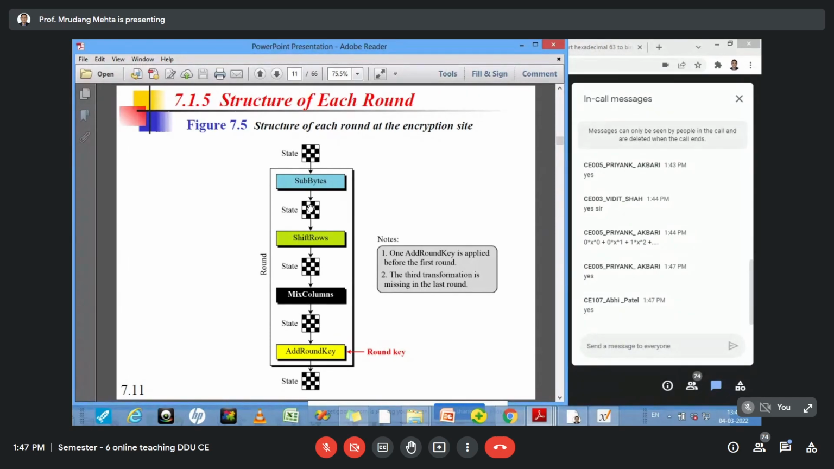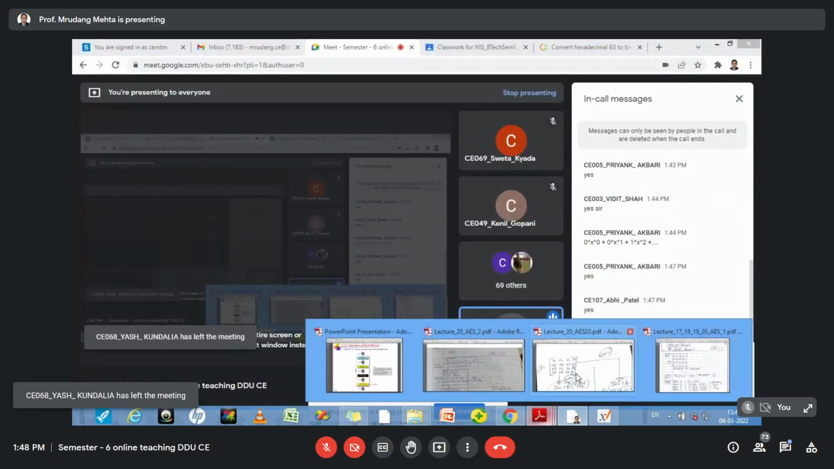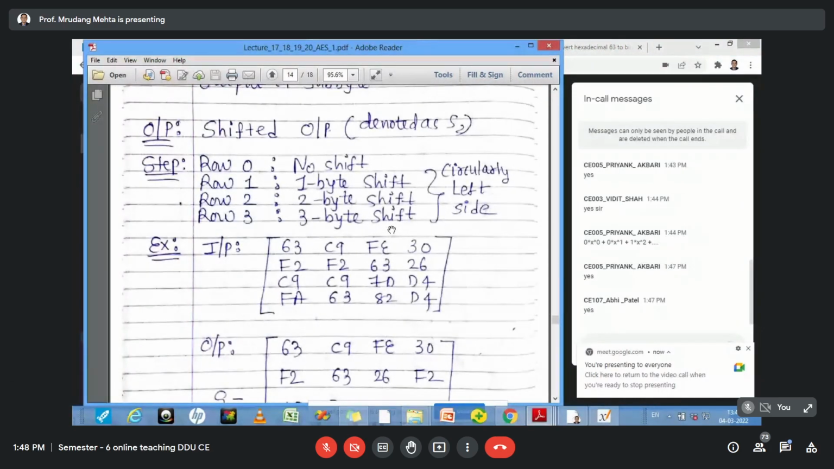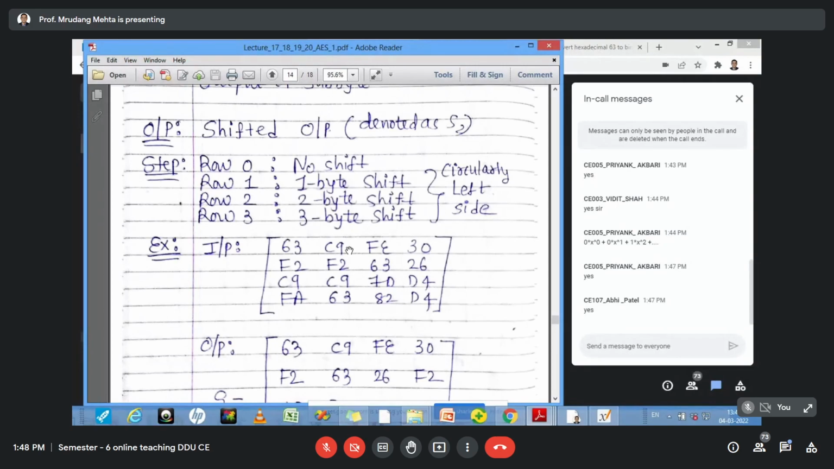Then it is followed by shift rows. Now let us look at this second step. In the second step, we have to perform the shift operation this way. First row, zero shift. Zero byte shift means there is no shift. The next three shift operations are 1 byte left shift, 2 byte left shift, and 3 byte left shift.